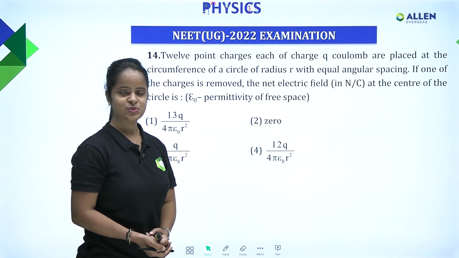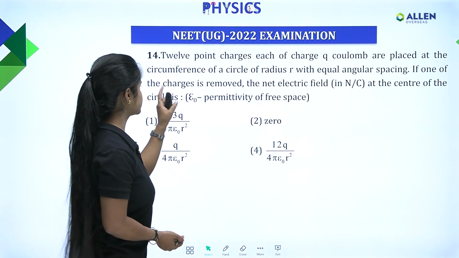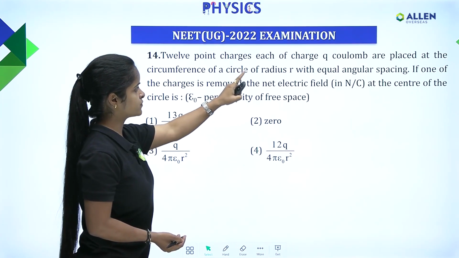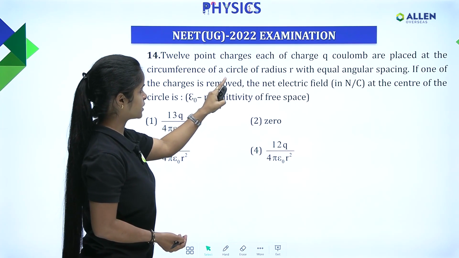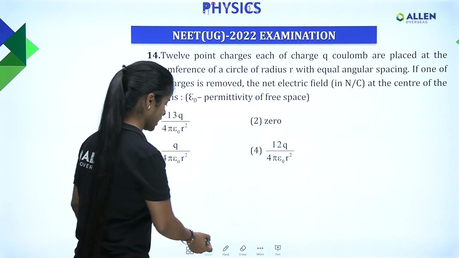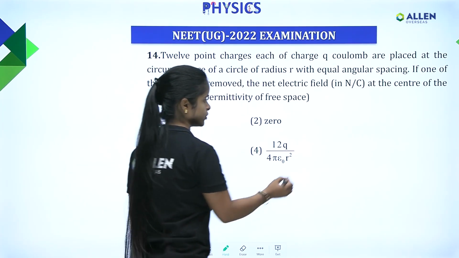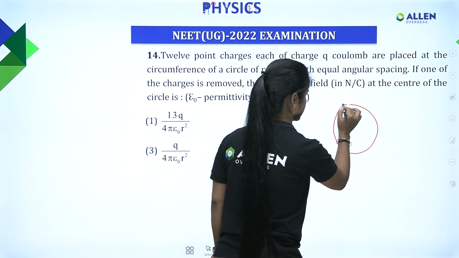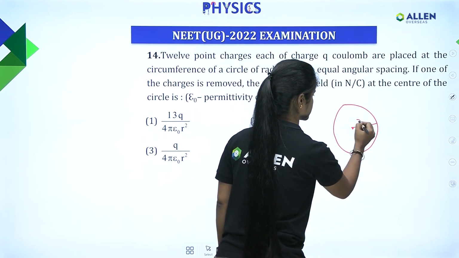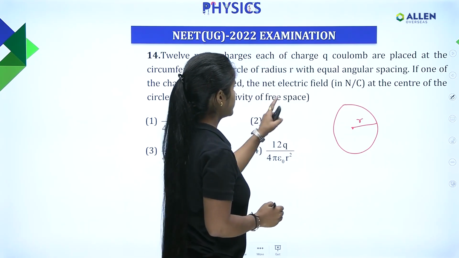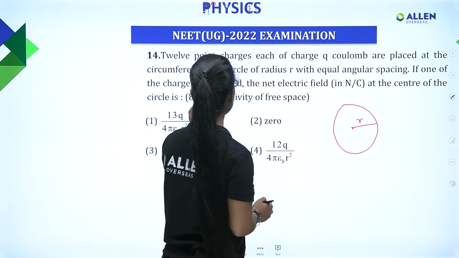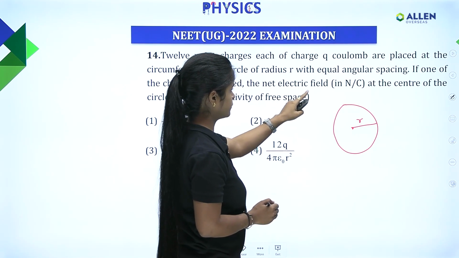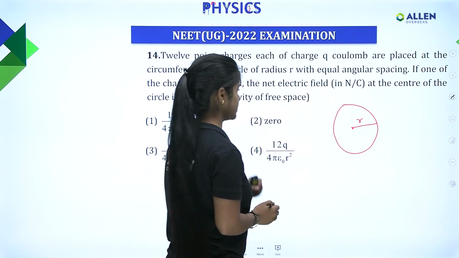Here we are going to discuss question number 14: 12 point charges, each of charge q coulomb, are placed at the circumference of a circle of radius small r. So I am going to draw the respective diagram. This is a circle having radius small r with equal angular spacing. If one of the charges is removed, the net electric field at the center of the circle is?